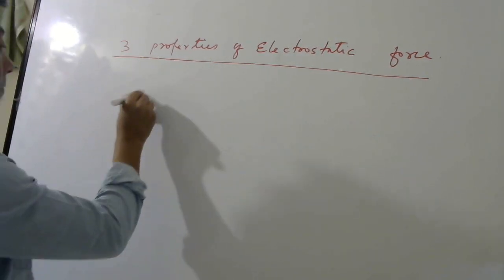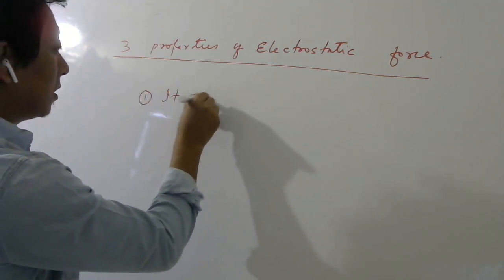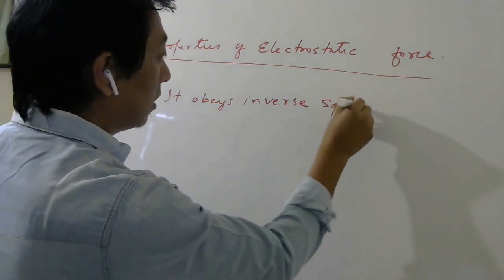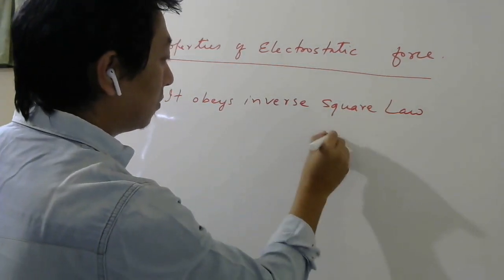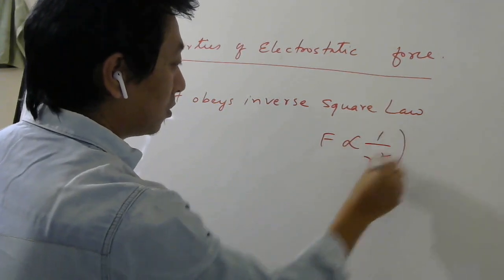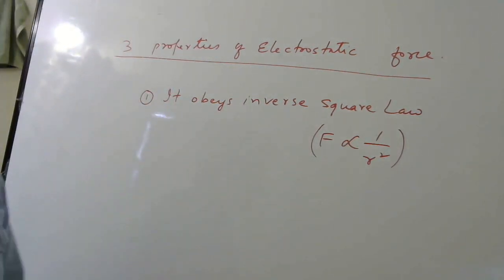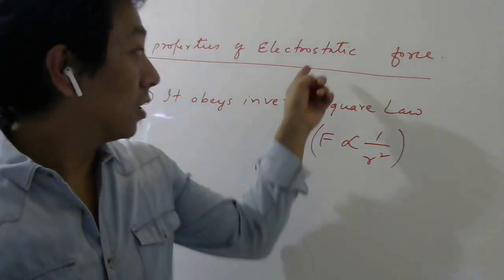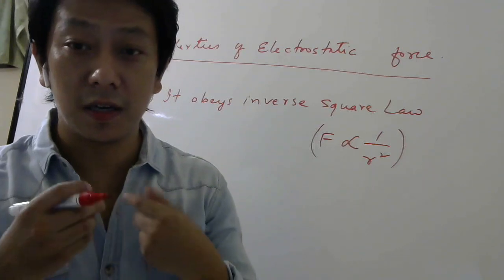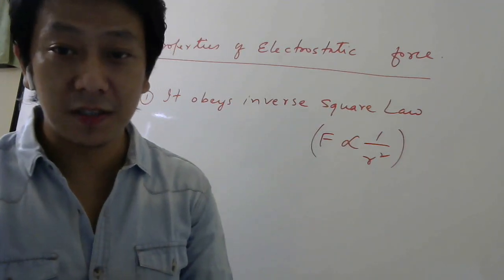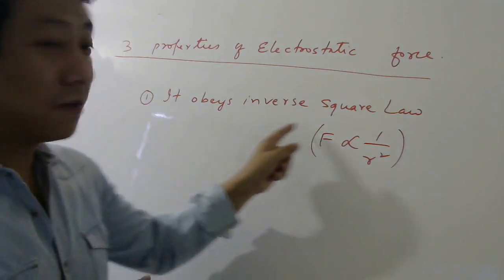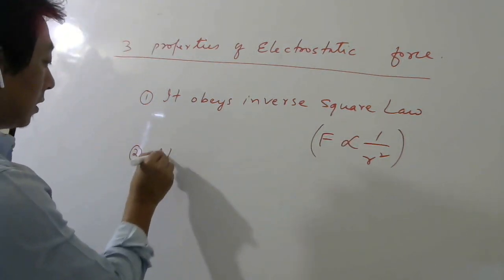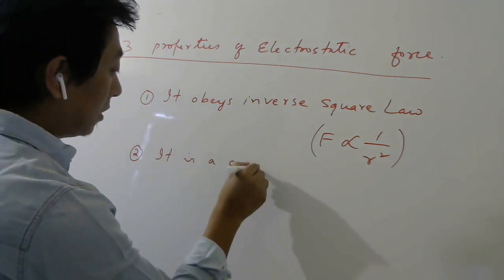The first one, it obeys inverse square law. That means the force is inversely proportional to square of the distance, just like gravitational force was. So both gravitational force and Coulomb force, which is electrostatic force, are inversely proportional to square of the distance. So in that case we say it obeys inverse square law. Second, it is a central force.